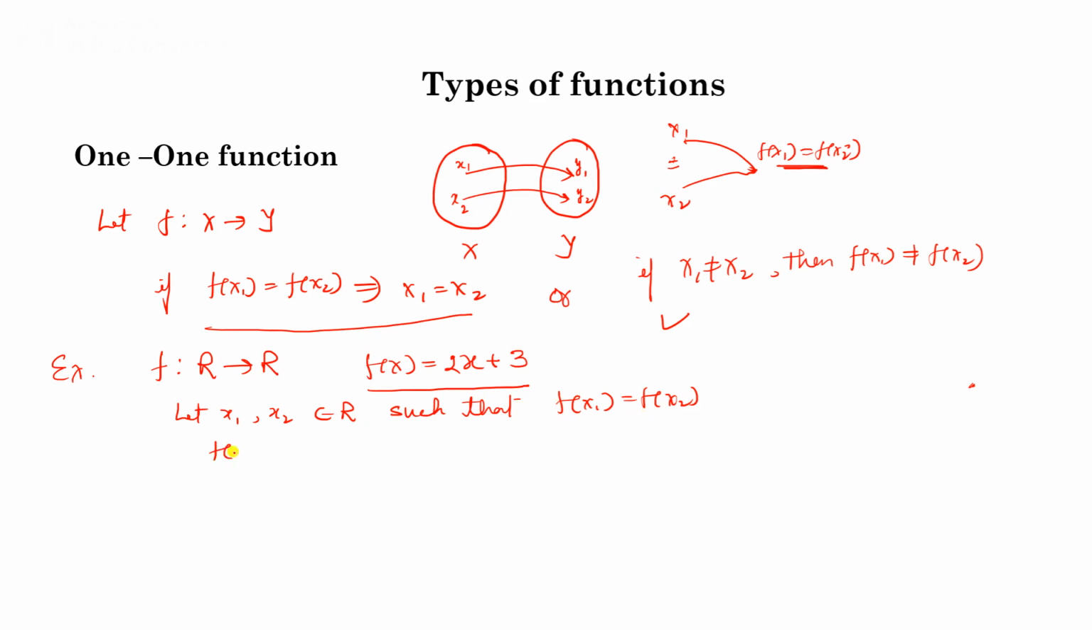Now f(x1) equal to f(x2) implies 2x1 plus 3 equal to 2x2 plus 3. So this implies 3 will cancel out, 2x1 equal to 2x2, and finally this will give you x1 equal to x2. So in this way we have started with this definition and we have proved that x1 equal to x2. So you can say the function is a one-one function.